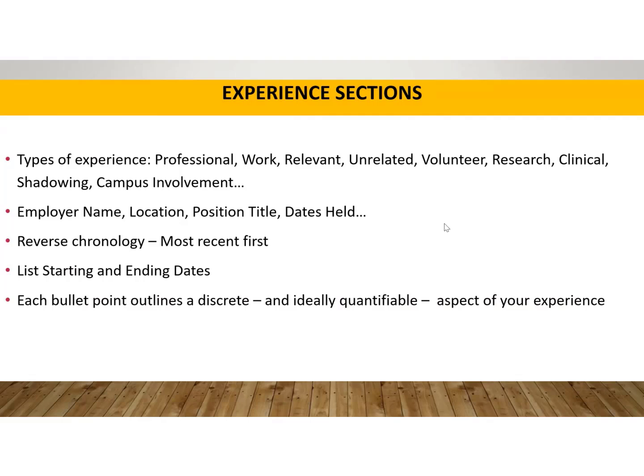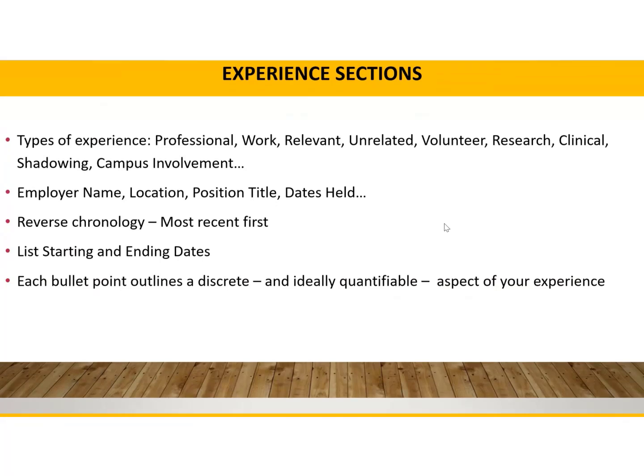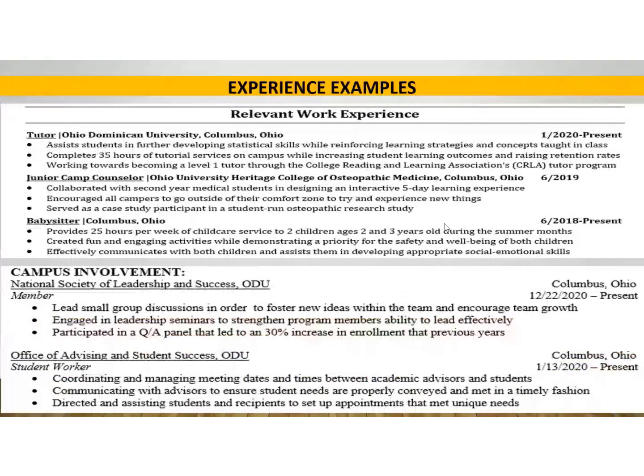We want to list starting and ending dates. When we list starting and ending dates, we can leave the day out. It doesn't need to be May 5th, 2024, just May 2024 is sufficient. And then each bullet point should outline ideally a very discrete and quantifiable aspect of your experience. So here are a couple of examples of what this can look like, and you'll see that they're different, but there's consistency between each one.